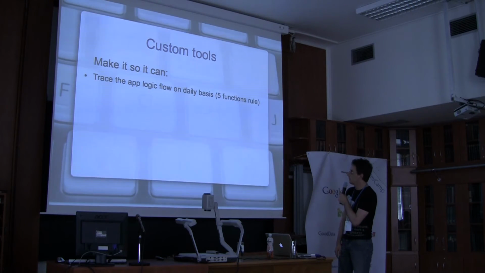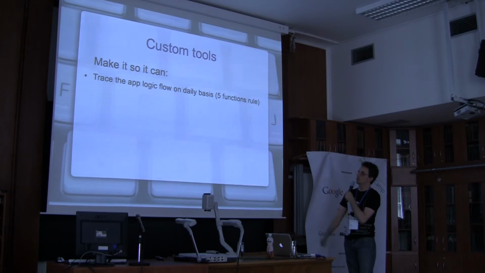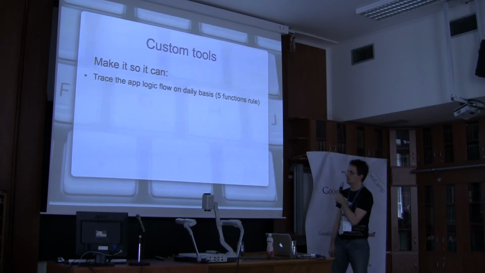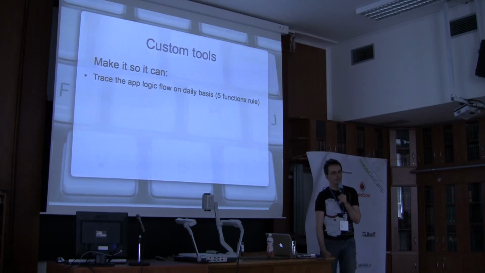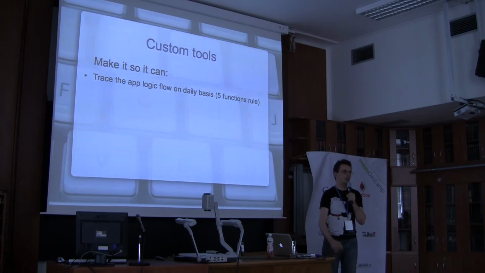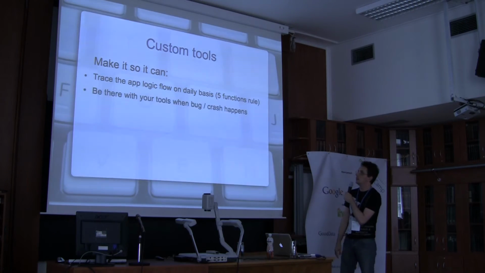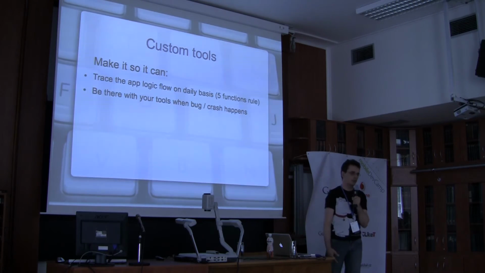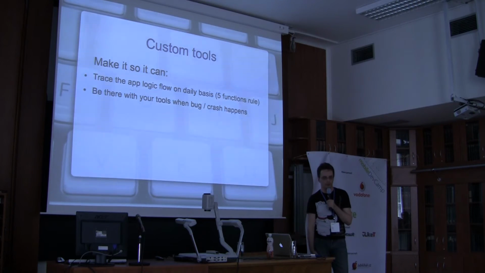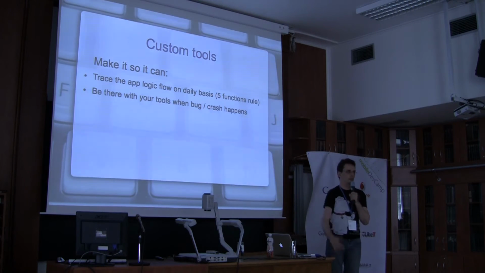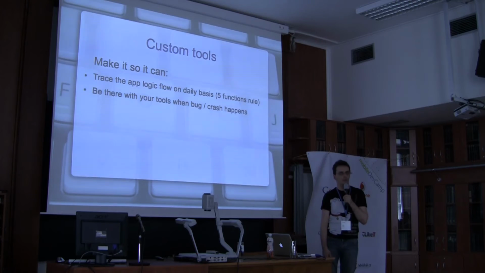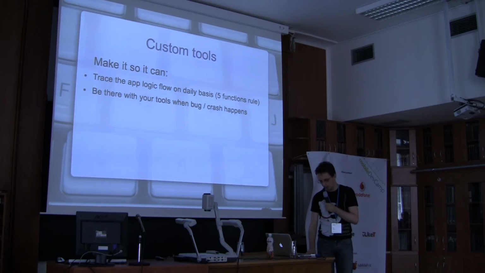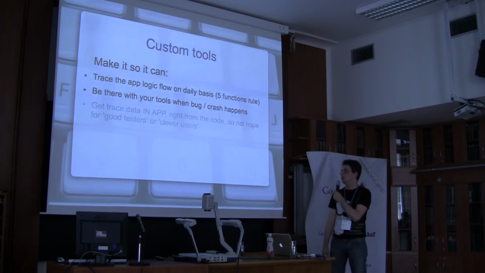So what I'm trying to do is remember the 5 functions rule and do tracing on a daily basis. Do trace at least once per day, see what the healthy state of the application is. Then be there with your tool when the crash happens. That means until the app is in the App Store, I have the tracing tools on non-stop. I don't care if the console becomes unusable or the log file is a couple of megabytes. I need to know what's going on there.